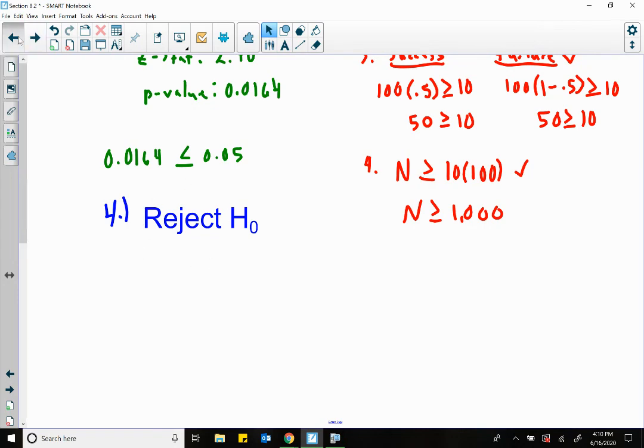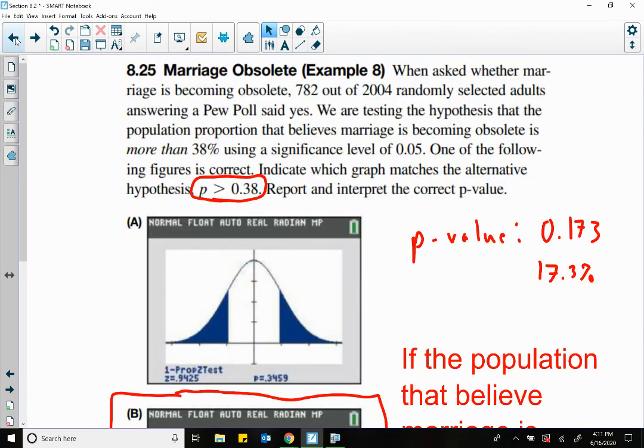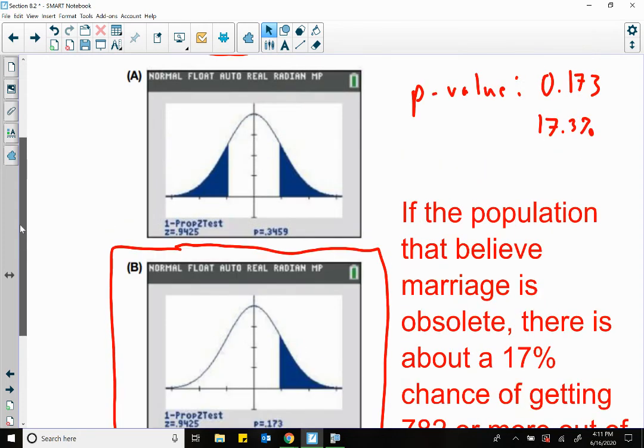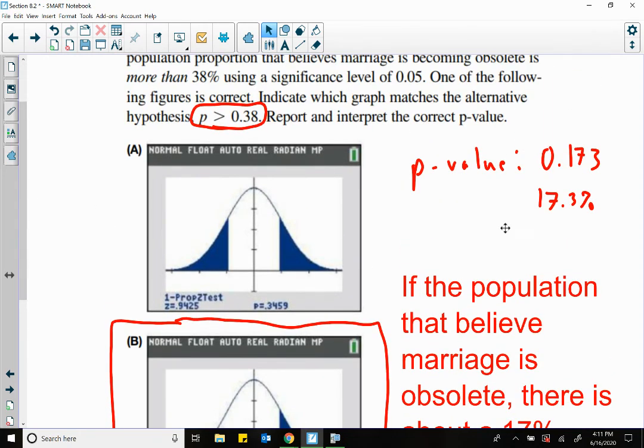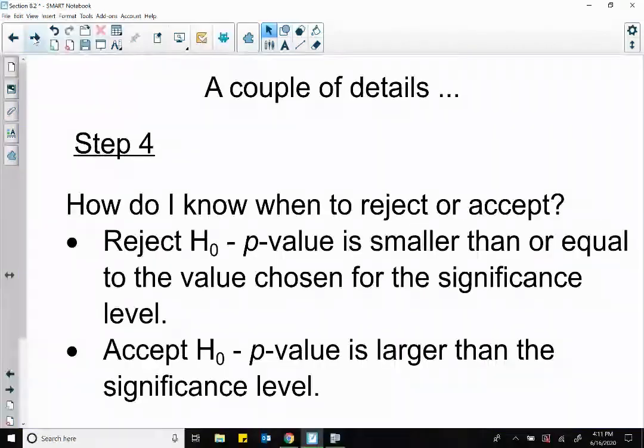Because again, going back to this, when the p-value is smaller than or equal to the significance level, reject. When we're above, accept. Actually, did I say that on this one? Hopefully I said we would accept on this one because our p-value is definitely larger than the significance level. I think I might have said reject. That would have been my fault. But we would accept on that example. All right.